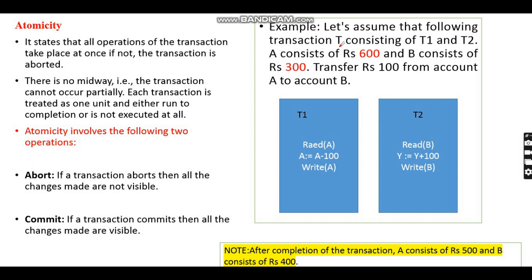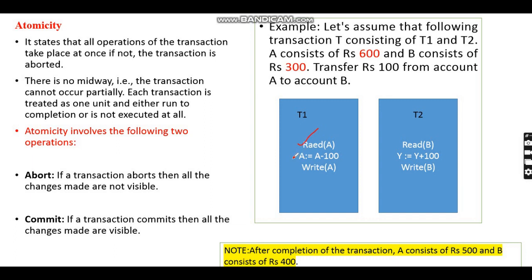Example, let us assume the following transaction T consisting of T1 and T2. एक transaction है T, उसमें दो transactions हैं T1 and T2. A consists of rupees 600 and B consists of rupees 300. There are two accounts, A and B. A is having 600 rupees and B is having 300 rupees. Transfer rupees 100 from account A to account B, right?